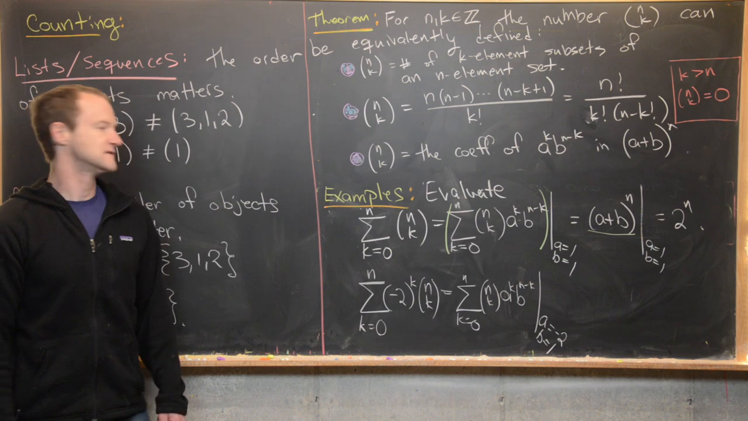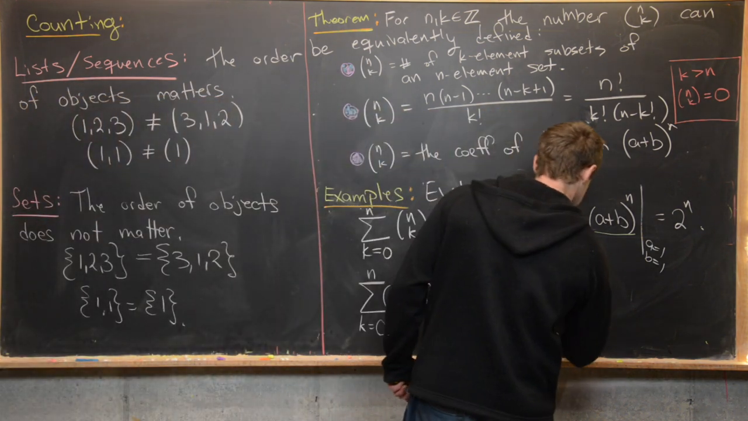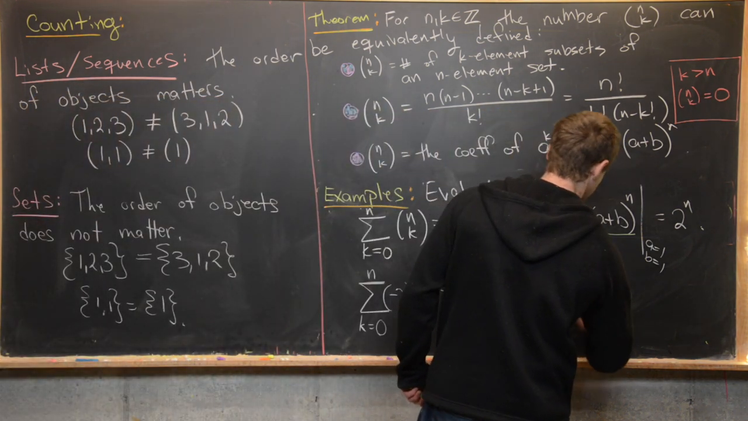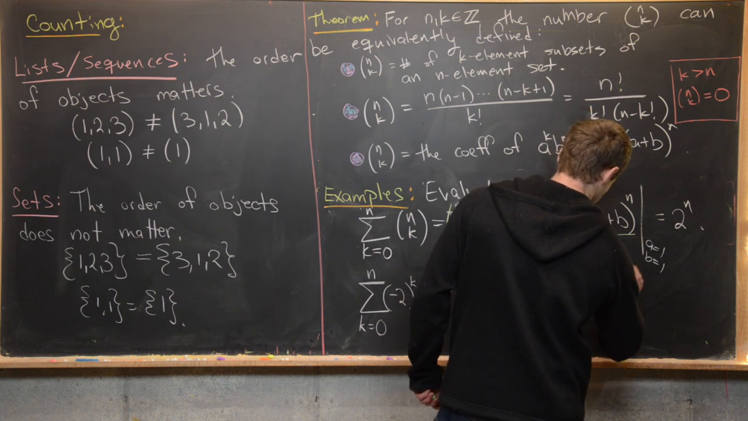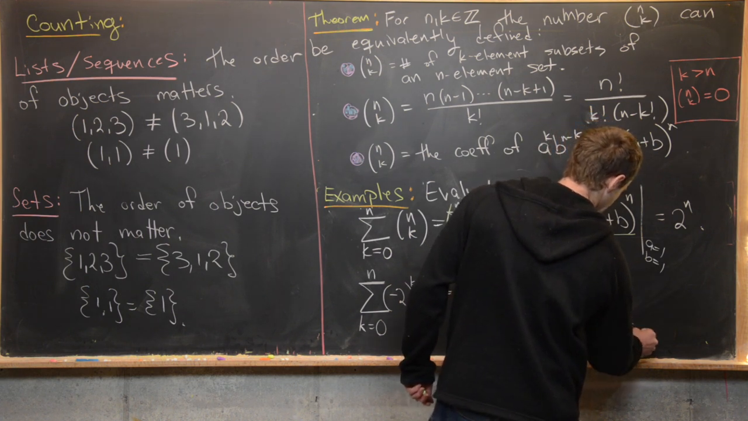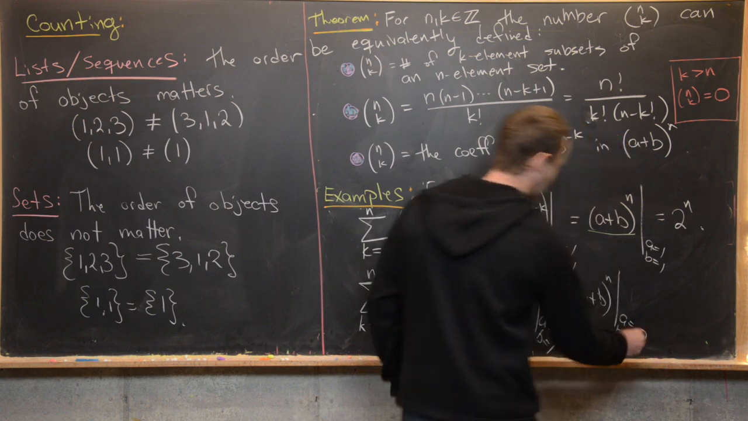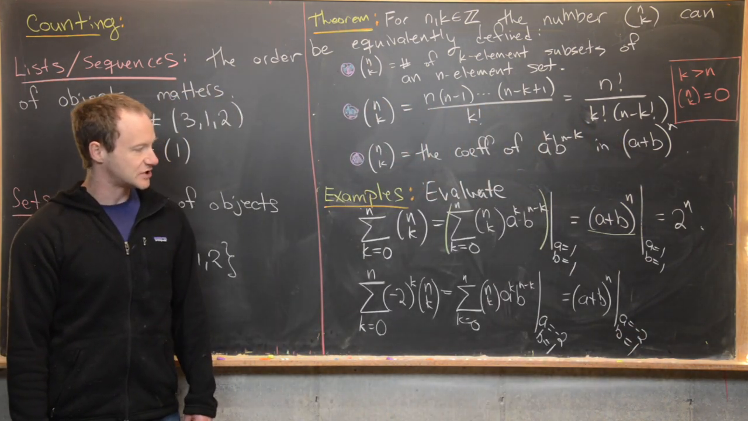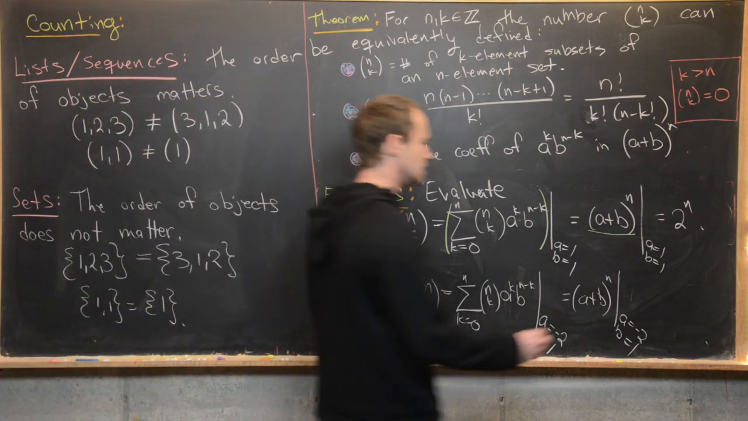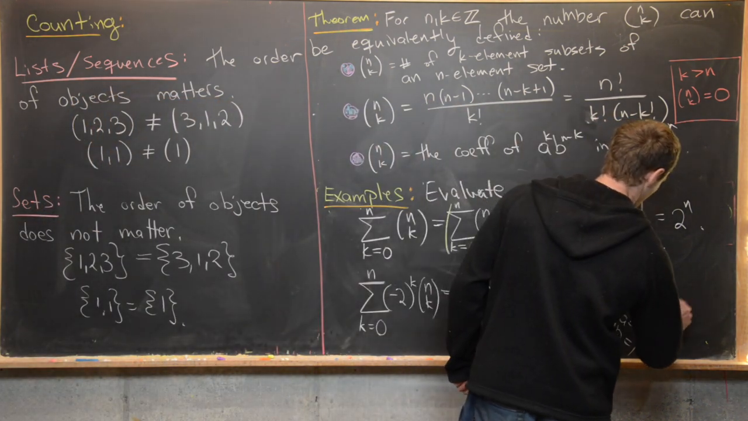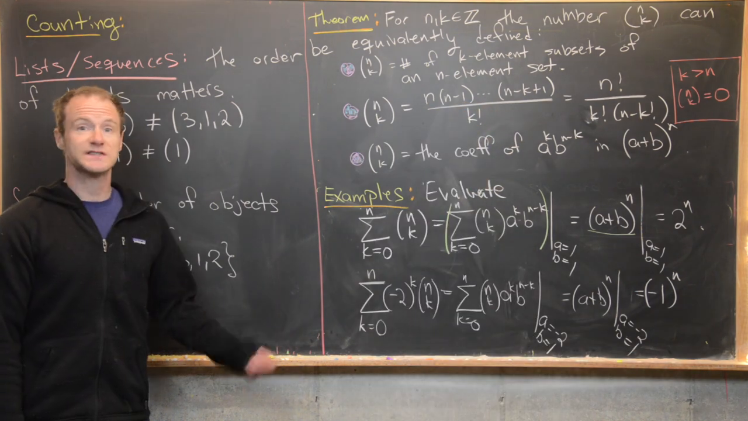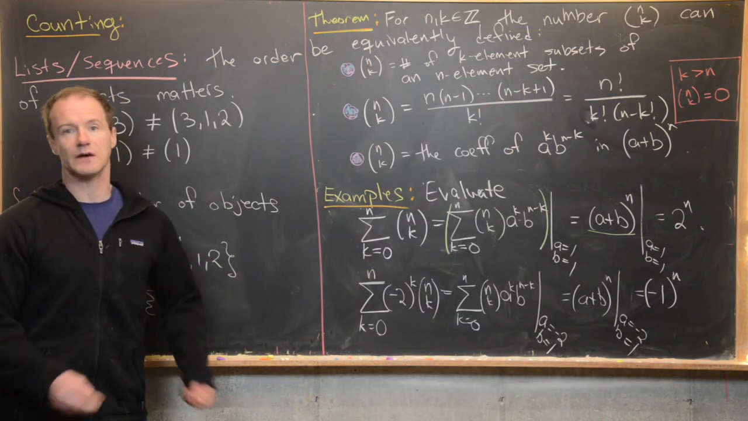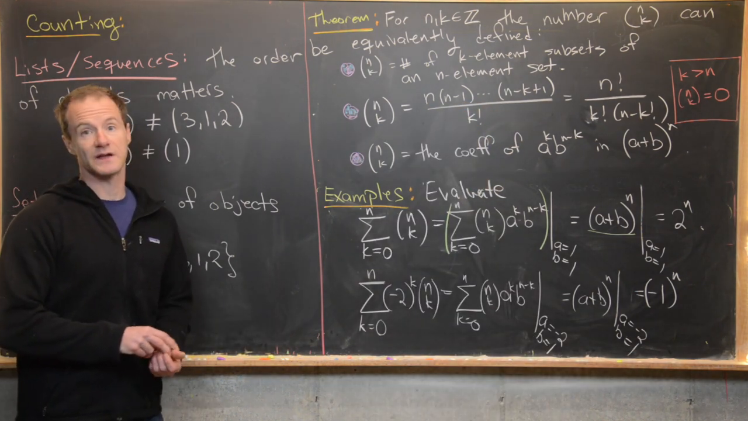Okay, so let's see, that's going to give us a plus b to the n, where we've evaluated a at negative 2 and b at 1. But it's not too hard to see that negative 2 plus 1 is negative 1. So this is going to be equal to negative 1 to the n. So this is equal to negative 1 if n is odd and 1 if n is even. And that's a good place to stop.